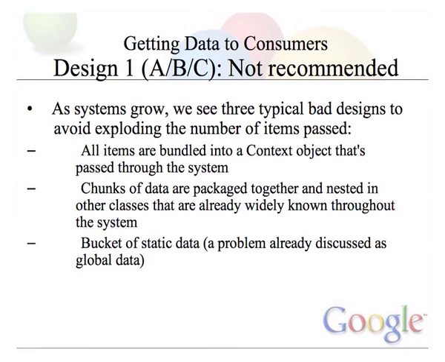So there are a few designs that people tend to use for this, and we don't recommend any of these. As the systems grow, we see sometimes people will bundle their data into a context object that's passed throughout the system. Or chunks of data are packaged together into classes that are already widely known in the system. And then the other is the bucket of static data, which is a problem that we've already discussed in terms of global data.